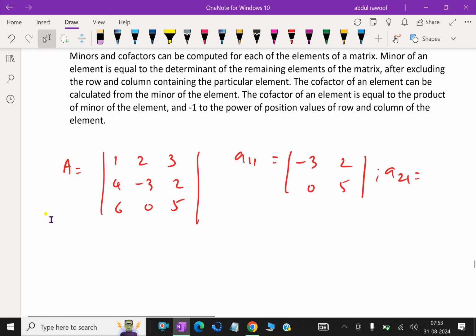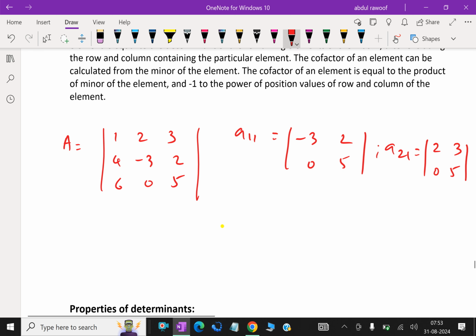Look at A21. What is A21? It is 4. The minor of 4: we have to remove the second row and first column, leaving the remaining things, which is 2, 3, 0, 5. Like that you have to write all. Suppose the minor of this 0 is what? You have to remove this column and this row. The remaining things are 1, 3, 4, 2. Then you have to write 9 minors.